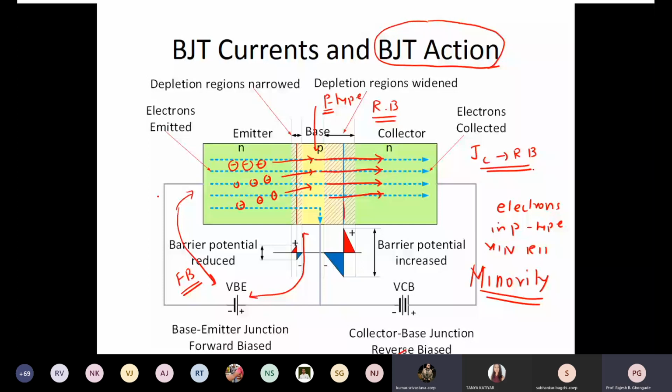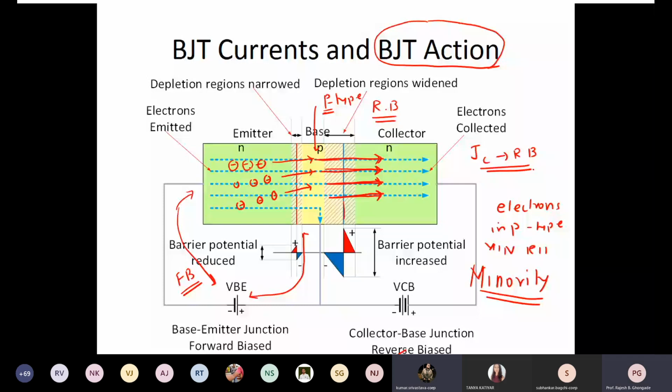So as electrons come into the base, they become minority current carriers. What does it see? It sees a reverse bias, and we already know that reverse bias aids the flow of minority current carriers, and that is the reason why the electrons are further pushed into this collector region. So this is a very, very simple way of understanding the BJT action, how exactly the emitter electrons end up in the collector. ठीक है ना?